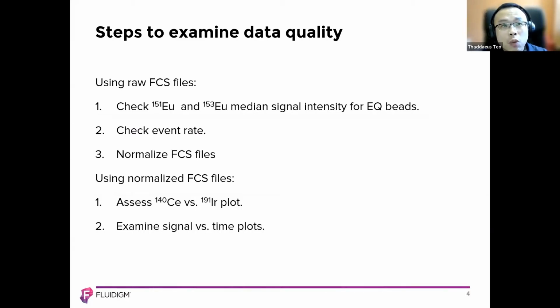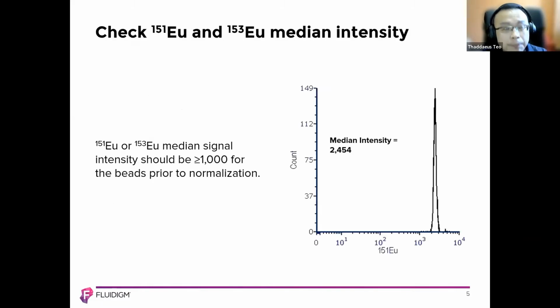We will check 151 Eu and then 153 Eu median signal intensity for EQ beads. We check the event rate, and we will start to normalize the files. Once everything is okay, normalization begins. When normalization begins, from there, we will assess the 140 Ce versus the 191 DNA iridium plot. And then we will finally identify and examine the signal versus time plots before we move on to our data cleanup. So this is when you're doing this with an ungated raw file, right?